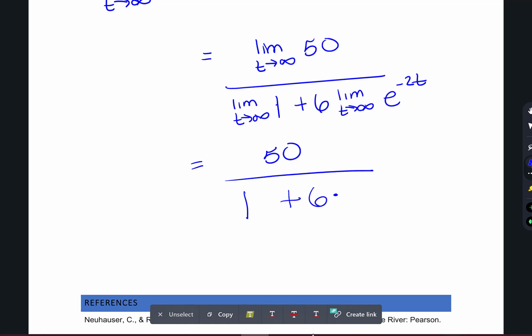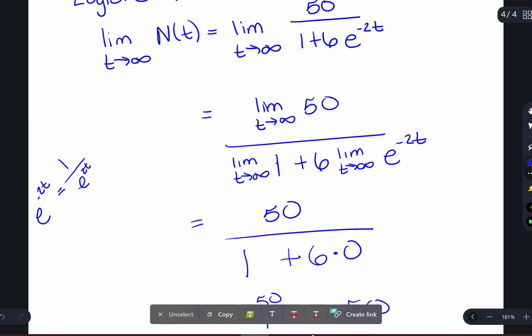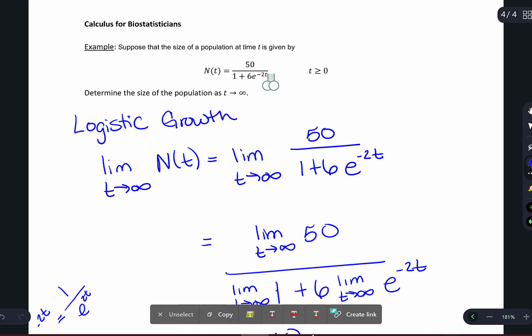Well, remember, e to the negative 2t is equal to 1 over e to the 2t. And we know that e to the 2t as t goes to infinity is going to become incredibly large, so that entire term is just going to go to 0. So we end up with 50 divided by 1, or just 50. And that would be the size of the population as t goes to infinity.